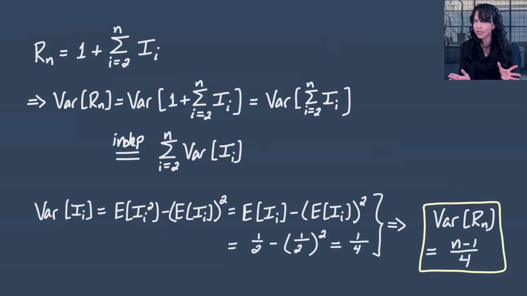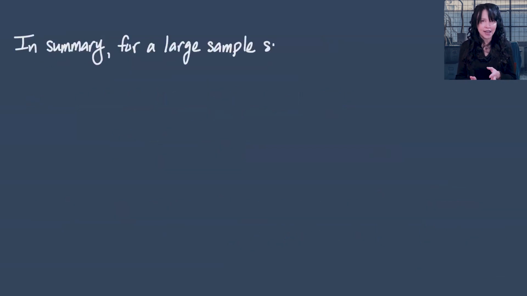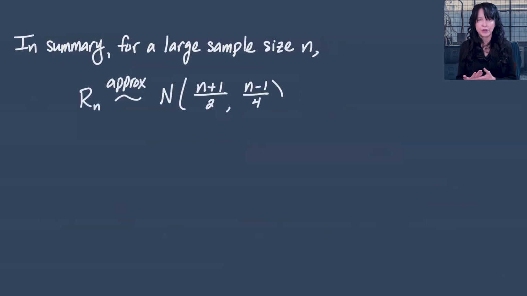So in summary, for a large sample size n, usually considered n greater than 30 or greater than 40, but why push it? Get a larger n. Our R sub n by the central limit theorem is approximately normally distributed with mean n plus 1 over 2 and variance n minus 1 over 4.